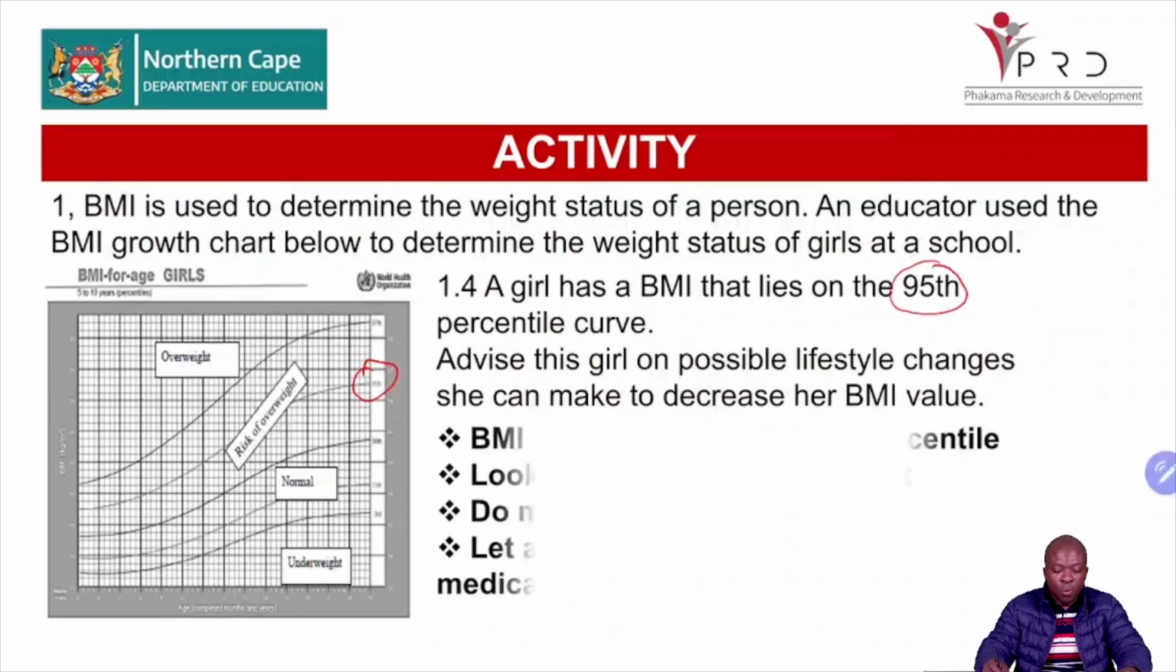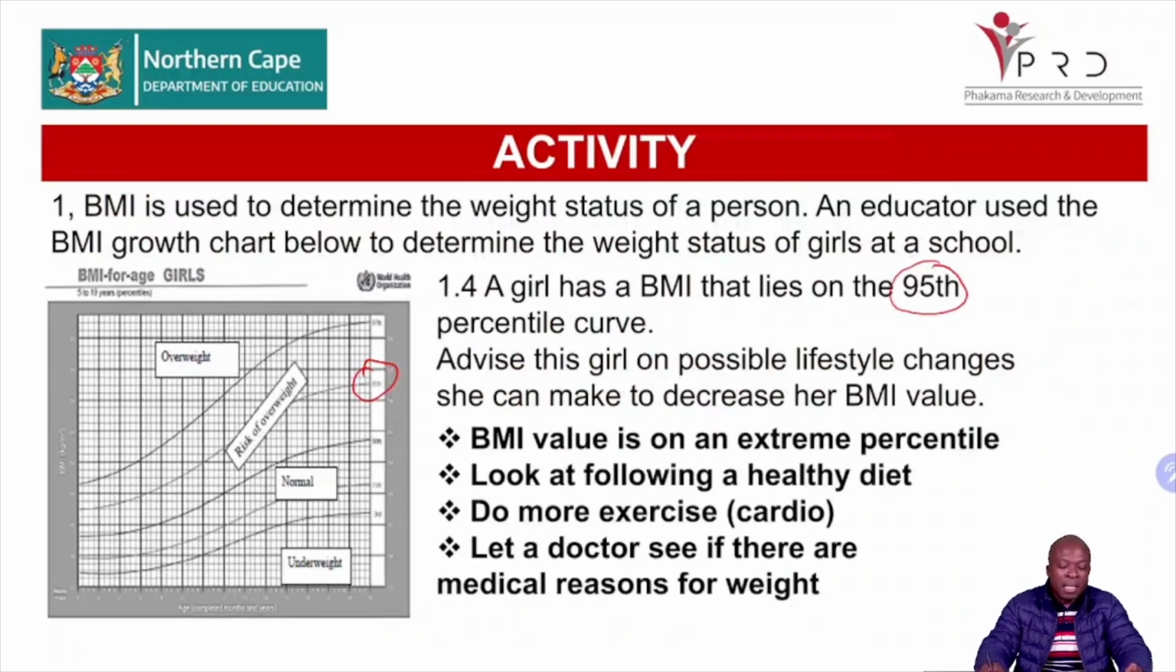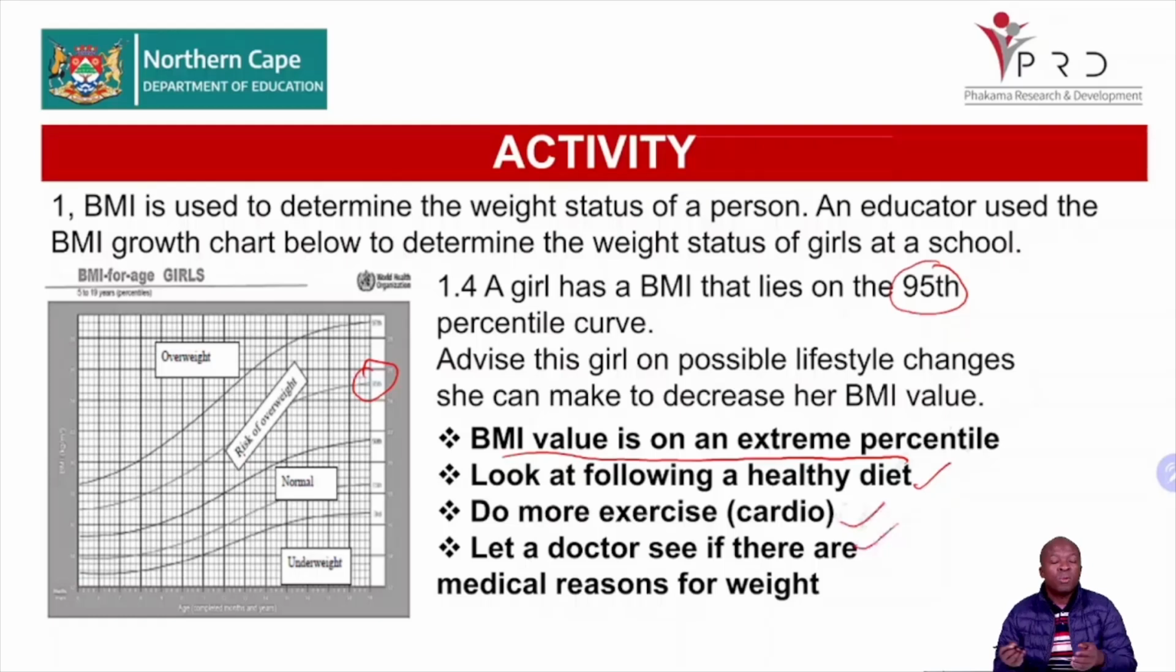All right, so this is the kind of advice you can give to that learner. Currently, you see that the BMI is very high, which is at risk. So what must the learner do? The learner can follow a healthy diet. The learner can do exercises. The learner can go to the doctor for the doctor to prescribe what they can do to lose weight.